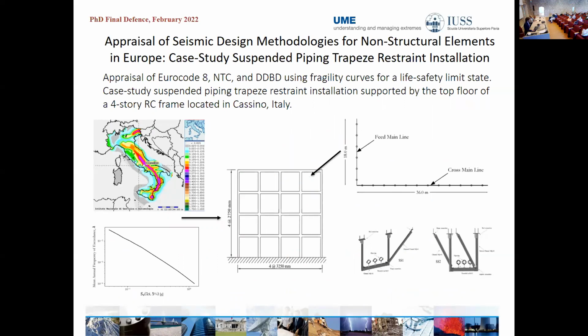We assumed the piping system was installed on a case study building located in Cassino, Italy, on the top floor of the building. The seismic force resisting system of this suspended piping system was assumed to have trapezoidal installations made of channel braces, and is the same suspended piping system we used for the preliminary example that I presented before.